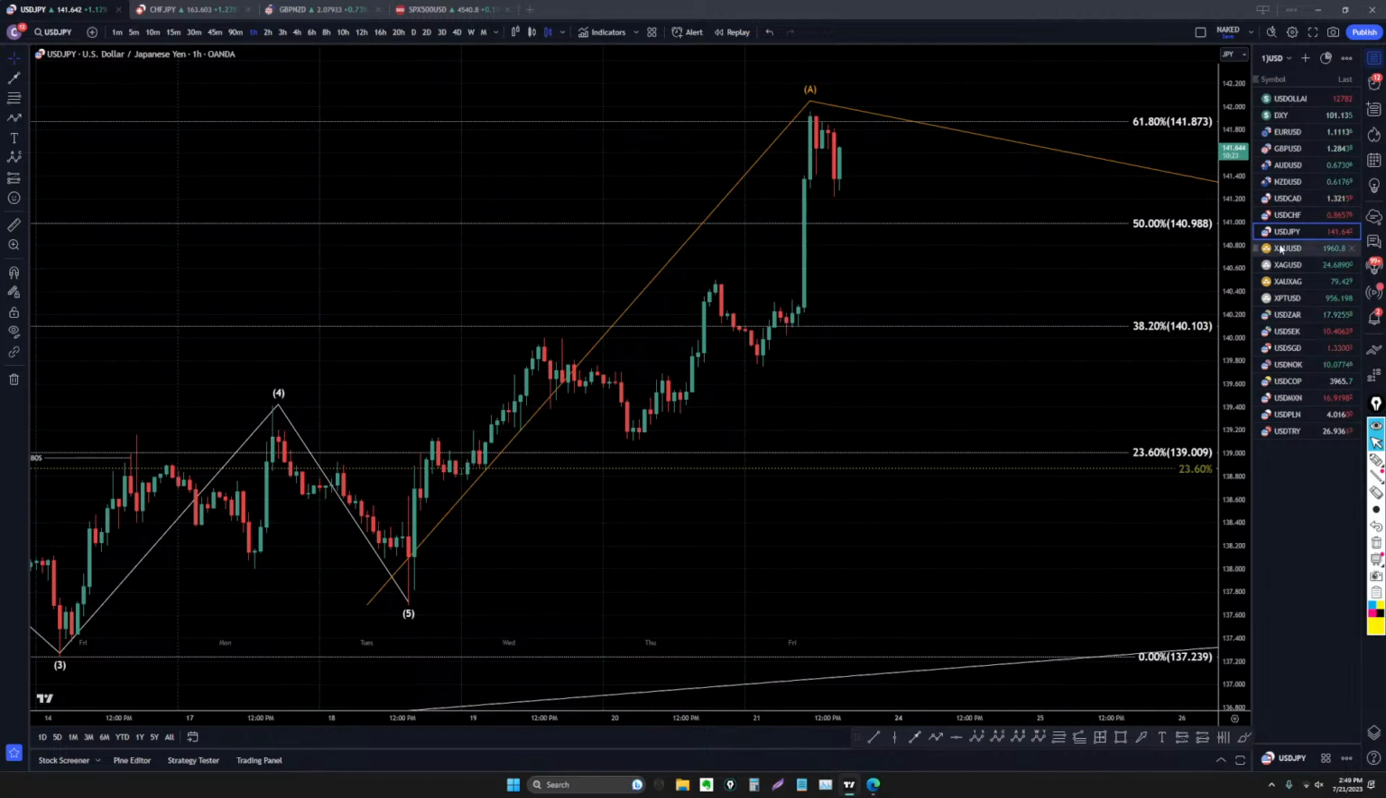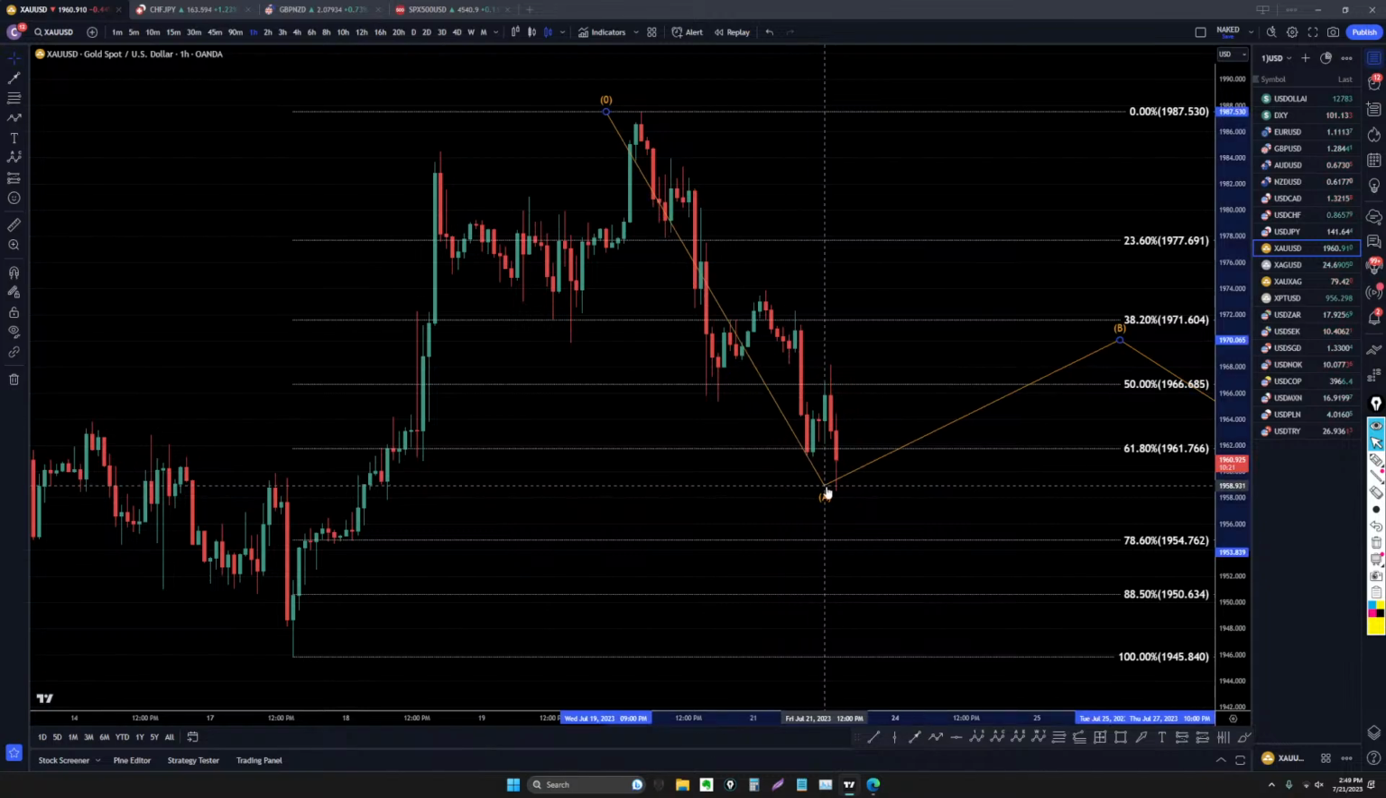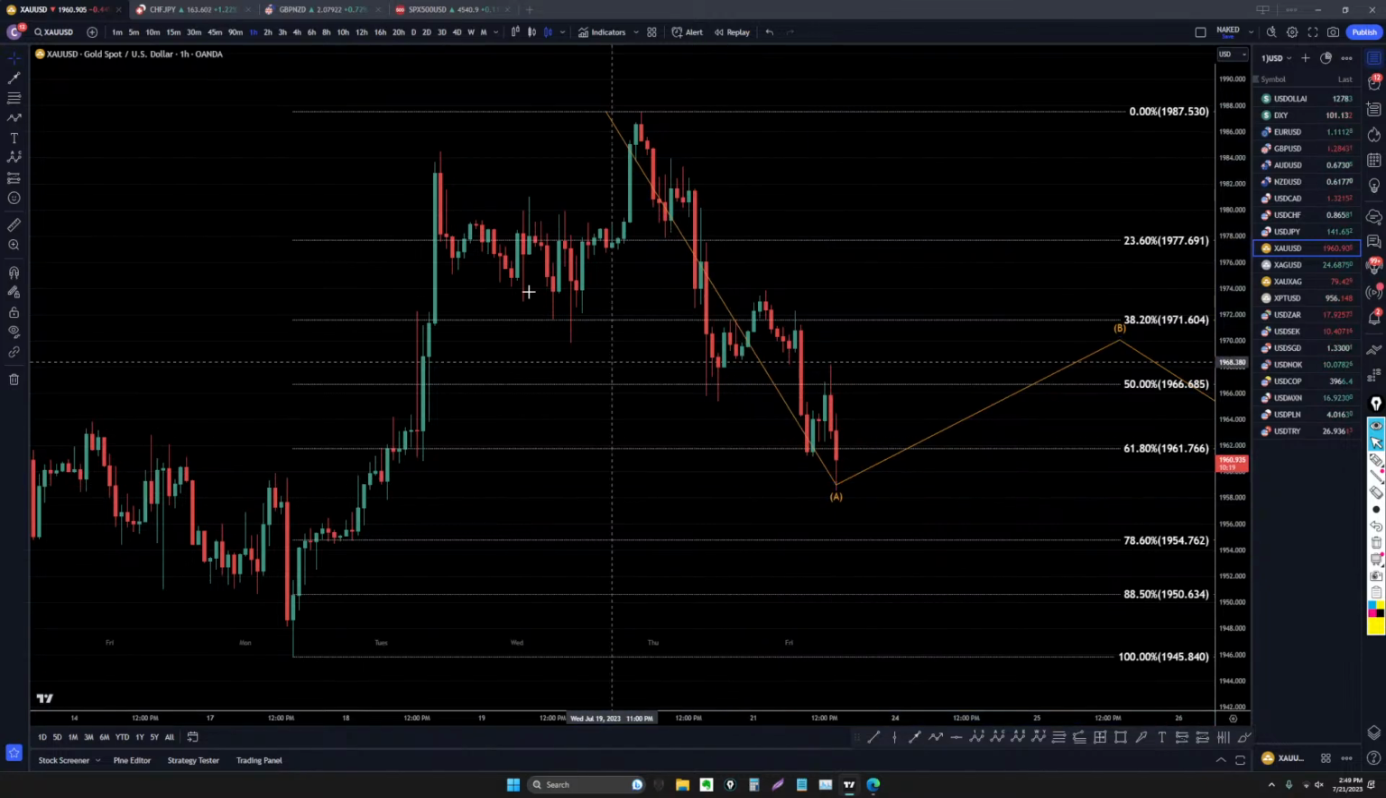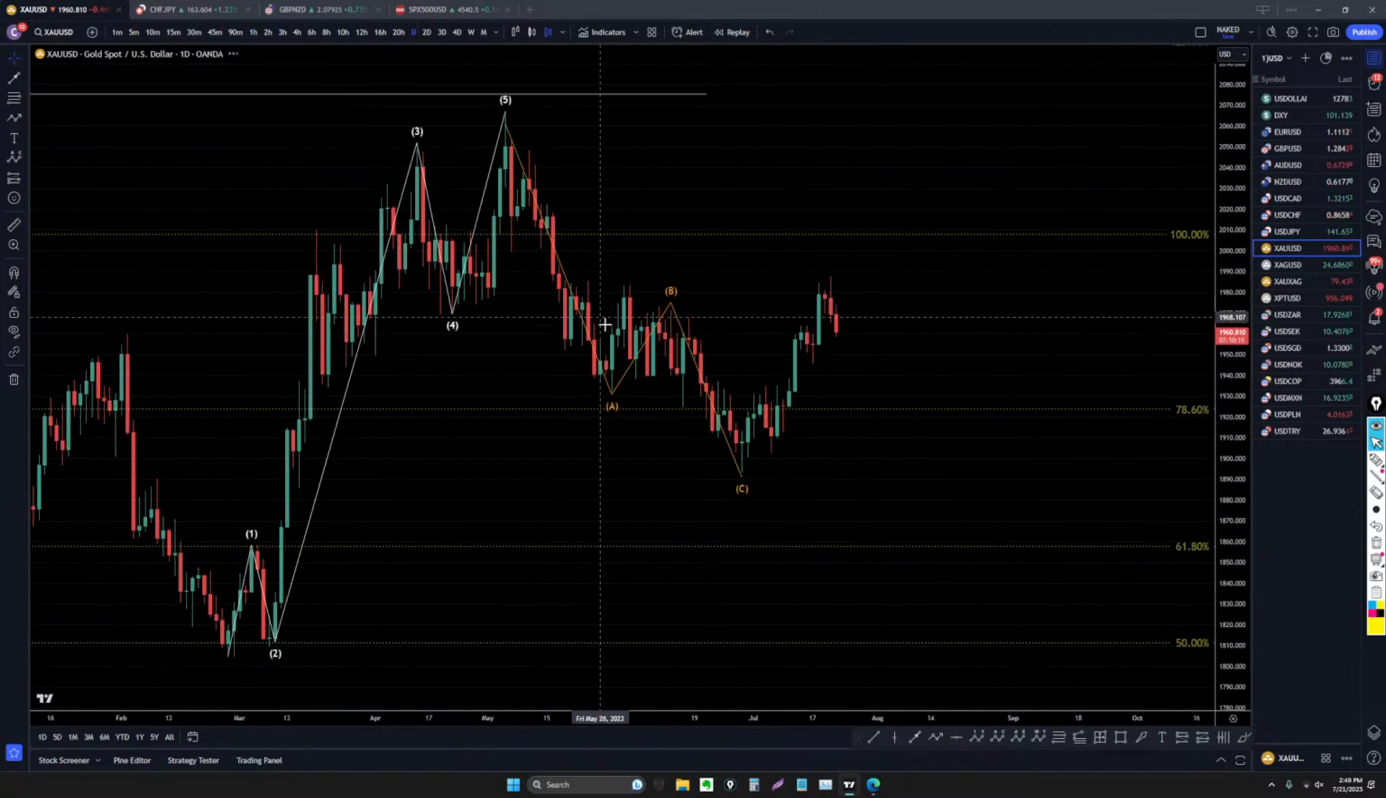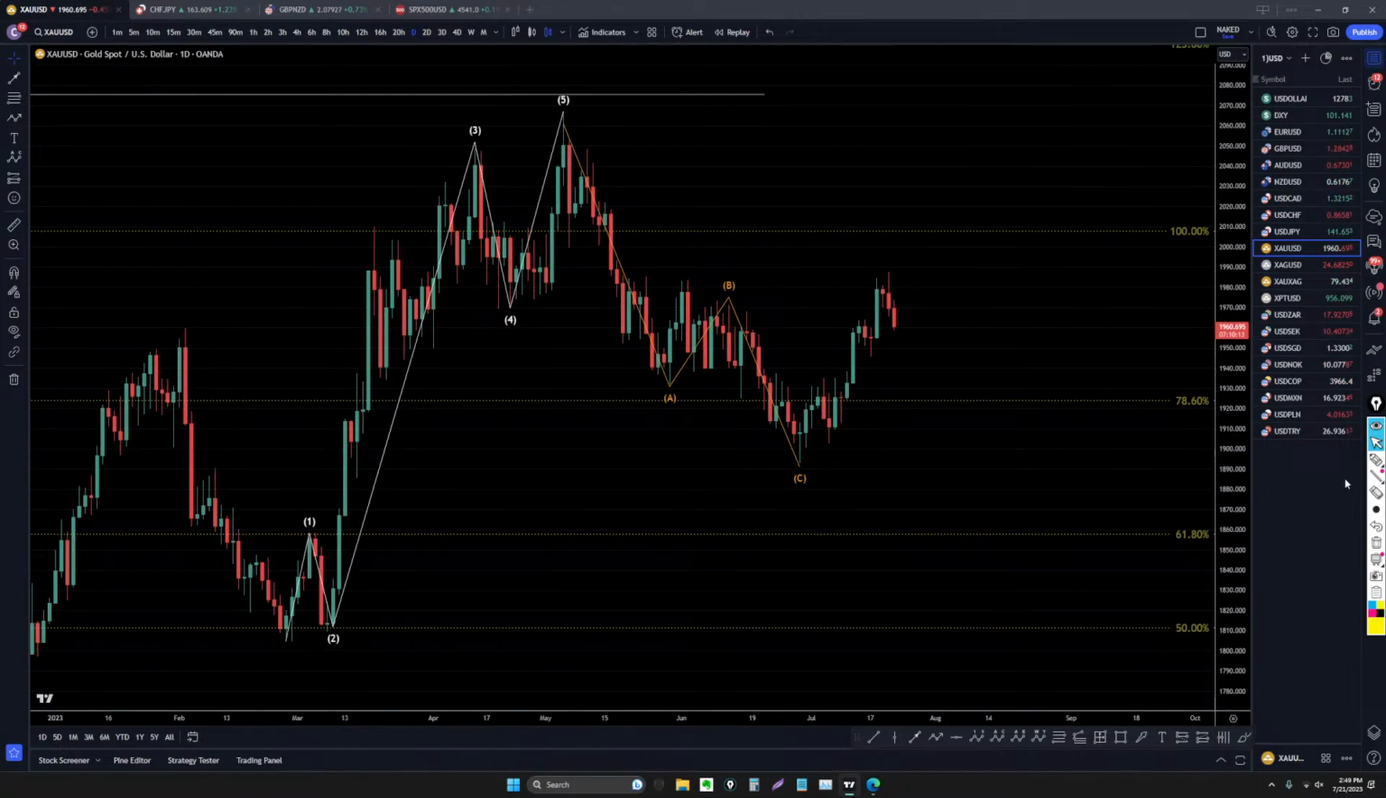So let's go check out gold. Gold, I think, is also making a wave 5 right now. It's doing a little spike reversal. So gold, to me, I still believe this is an ABC crescent.